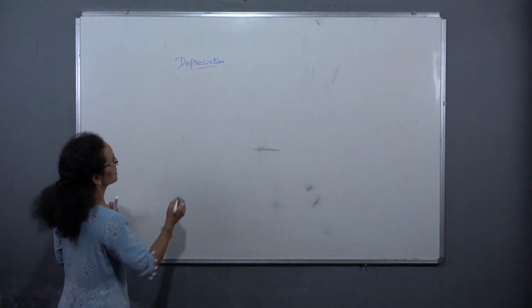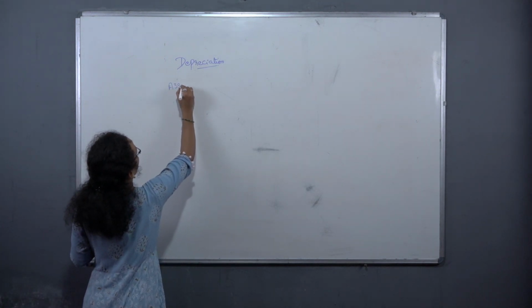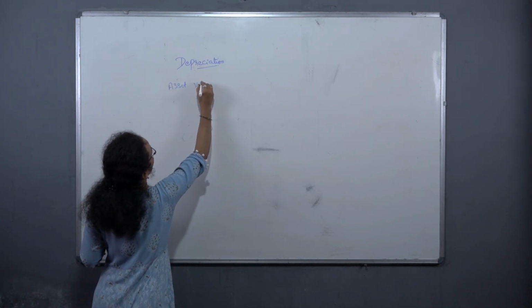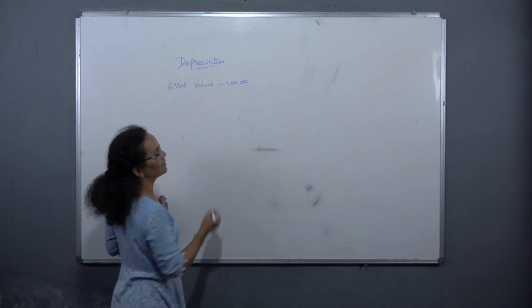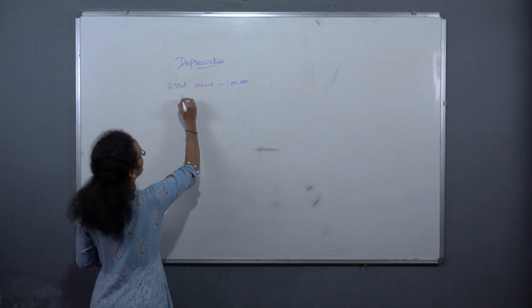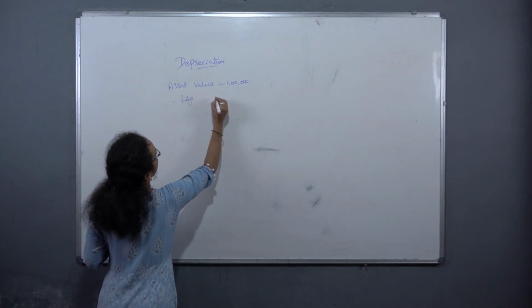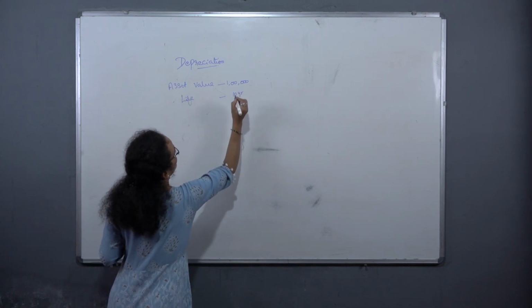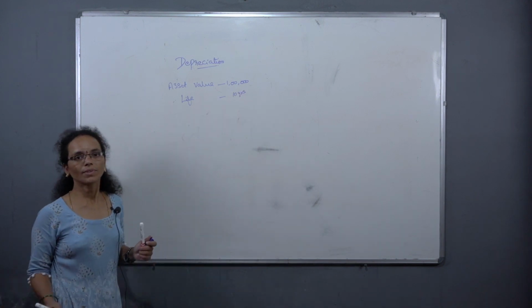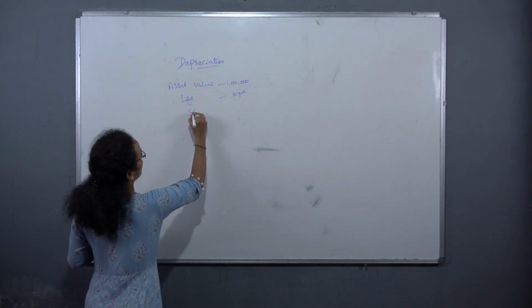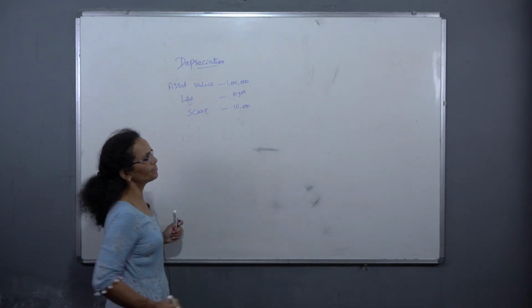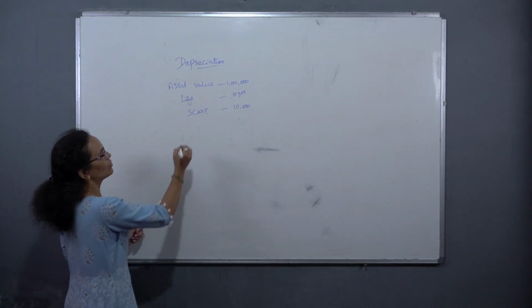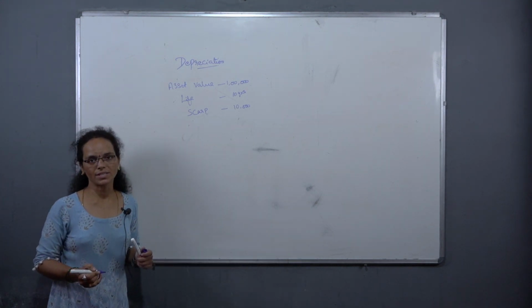Take an example: we have an asset, the value is 1 lakh rupees, the life of the asset is 10 years, and the scrap value is 10,000 rupees. Now we want to do the depreciation for this particular asset.